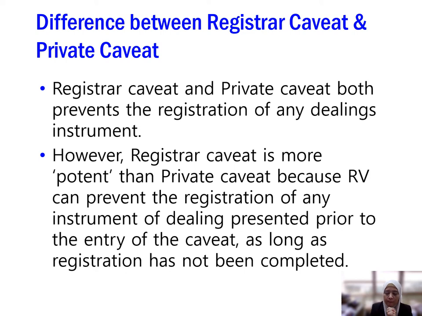As opposed to a private caveat, which only takes effect on the day it's registered. A registrar caveat can cancel something which was presented before dia entered into the title. Okay, so dikatakan as long as the registration has not been completed, presentation done, registration not done yet, the registrar caveat can at any time prevent the registration. Another difference would be the duration of the caveats. A registrar caveat can run forever, a private caveat maximum 6 years.